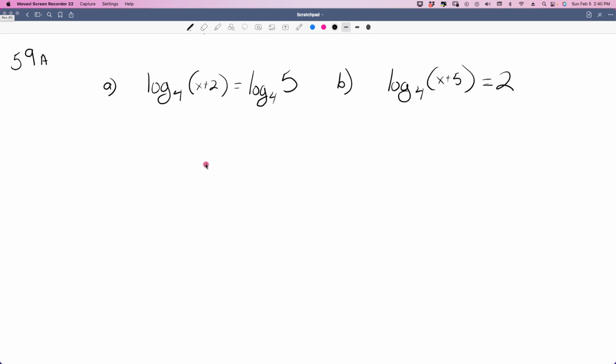Welcome. We're in lesson 59A. We're going to talk about advanced logarithm problems. Some of the logarithm problems that we've previously used can be reduced to one of the two forms shown here.